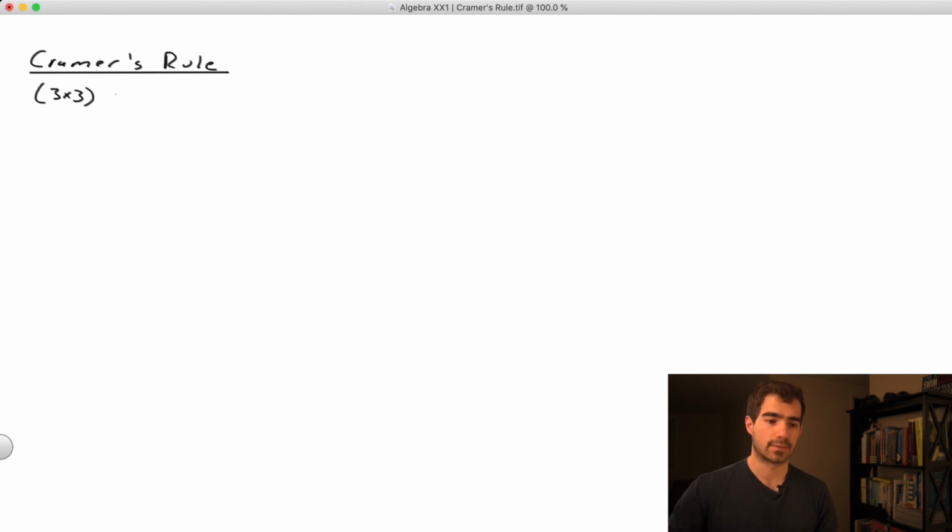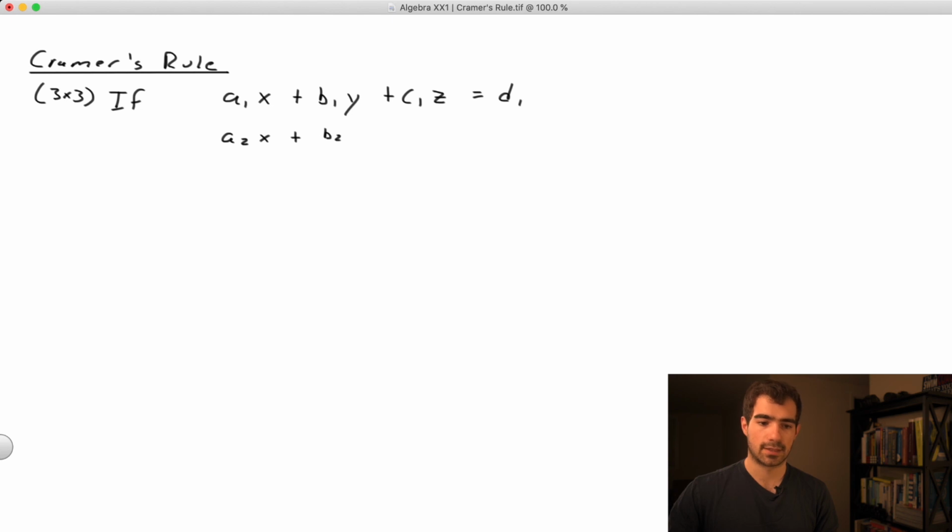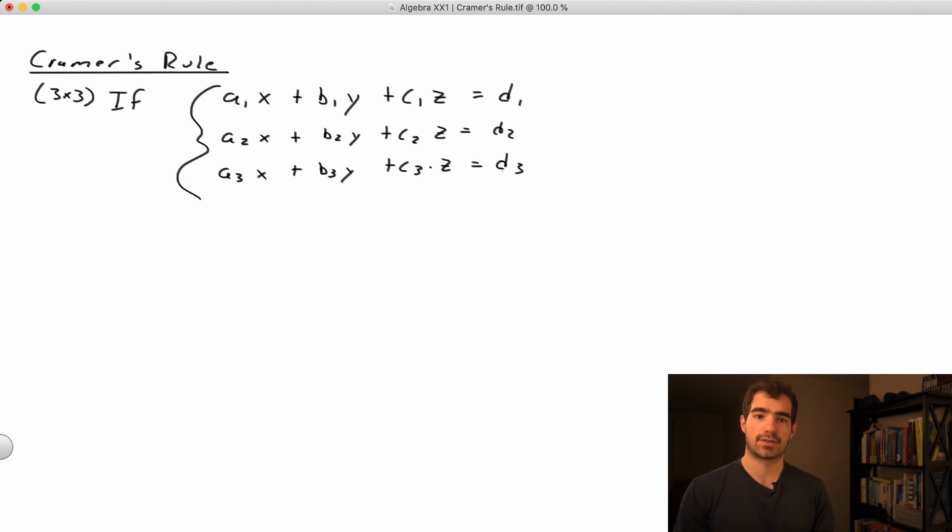In particular, if we were given a system of equations, say a1 times x plus b1 times y plus c1 times z equal to d1, and a2 times x plus b2 times y plus c2 times z equal to d2, and lastly a3 times x plus b3 times y plus c3 times z equal to d3, and this was our whole system of equations, then in almost exactly the same fashion, we can compute the values for x, y, and z by using determinants.